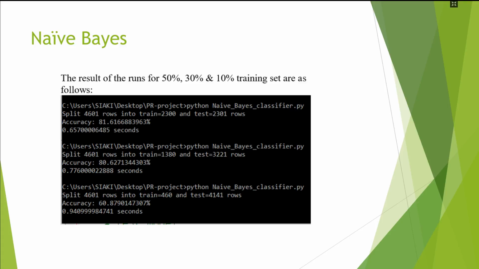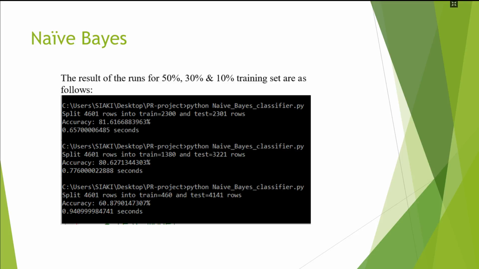Then we executed for the 30% training set, where the rest 70% is the testing set. We got an accuracy of 80.62%, but with a little increase in time, 0.776 seconds. Not too high, not too low, but a significant increase in the execution time.